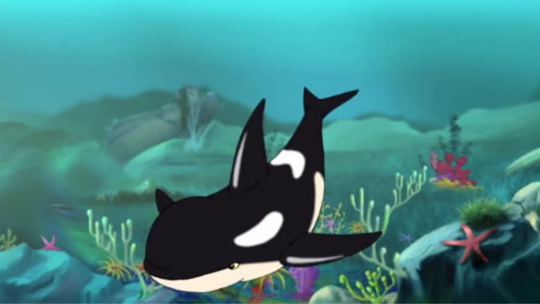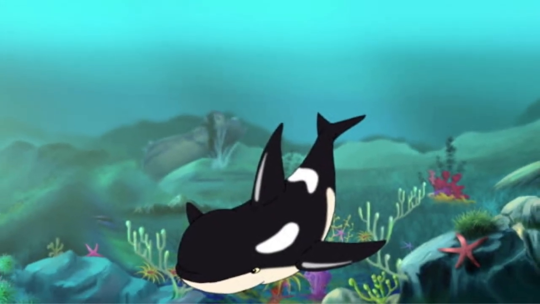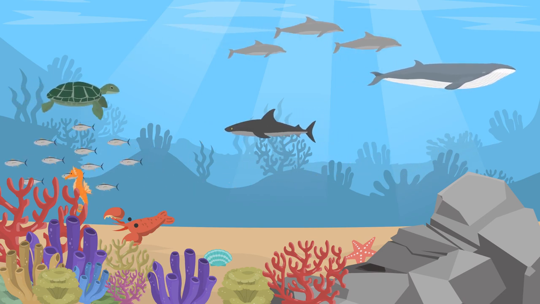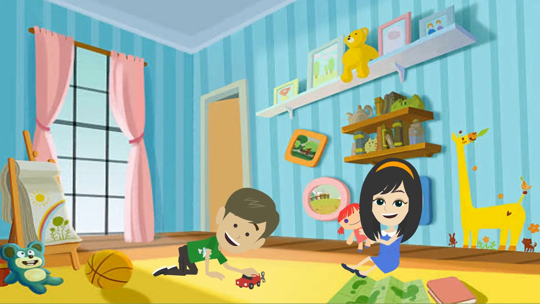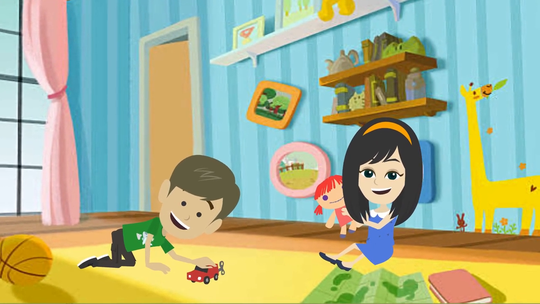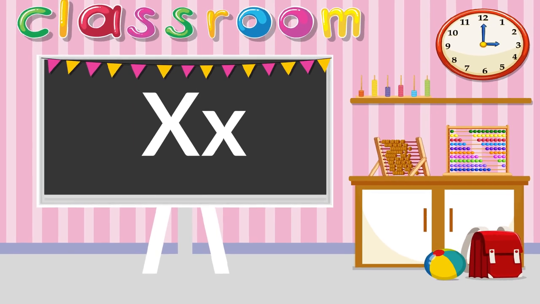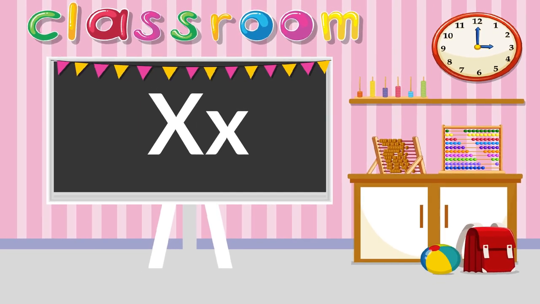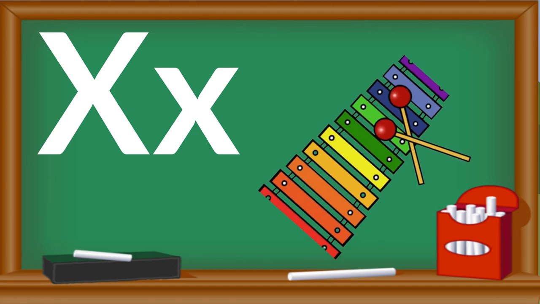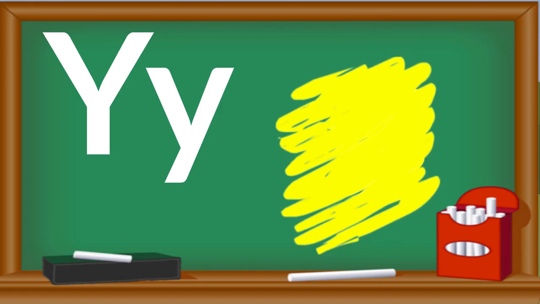W is for wheel, that is biggest of all. X is the alphabet with limited words, like X is for X-ray of the bone. And X is for my favorite xylophone. Y comes for yellow.